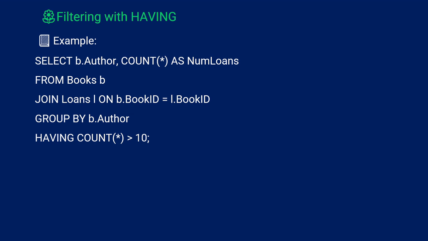Having filters groups after aggregation. This query shows authors whose books have been borrowed more than 10 times.